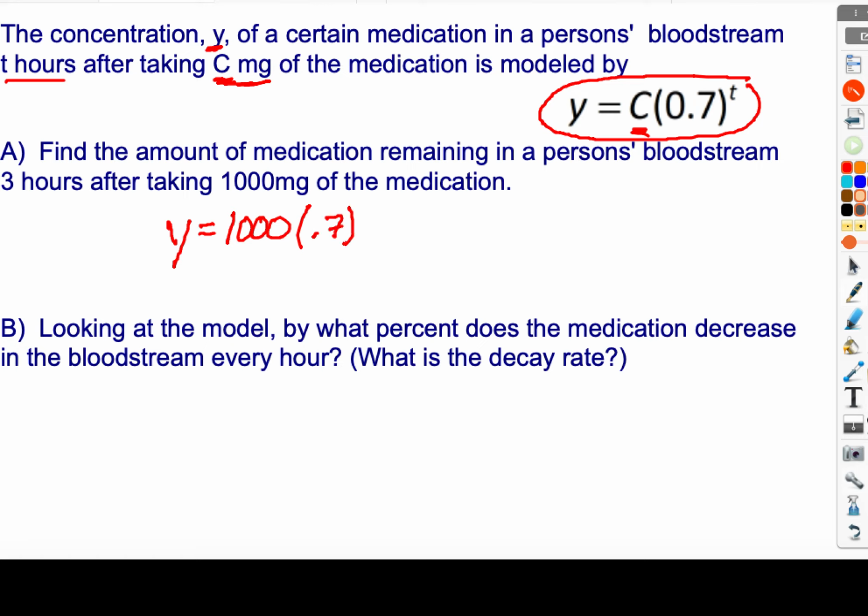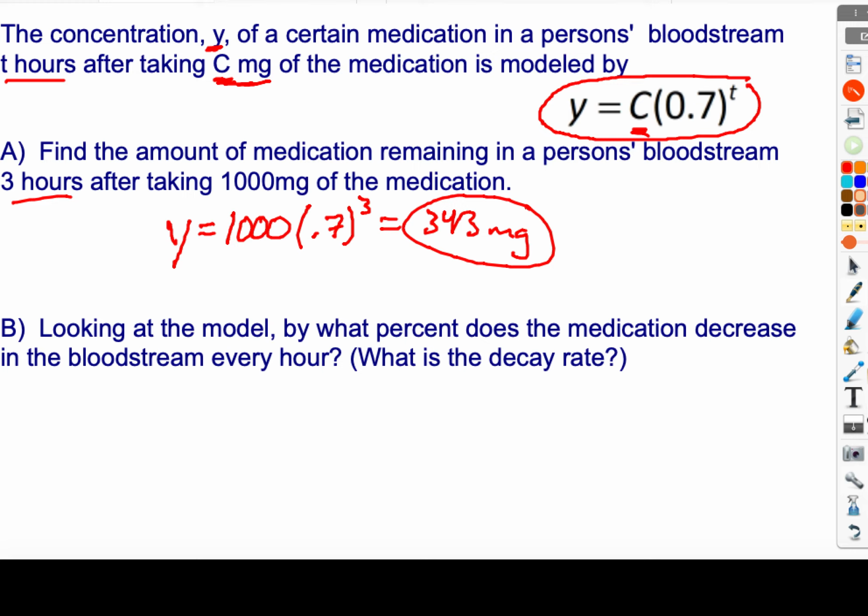0.7 raised to the t. The amount of time was just 3 hours. So we took 1,000 milligrams to start with, and 3 short hours later, we only have 343 milligrams still remaining. So that kind of makes sense. But remember, we still have some left. There is still some left.